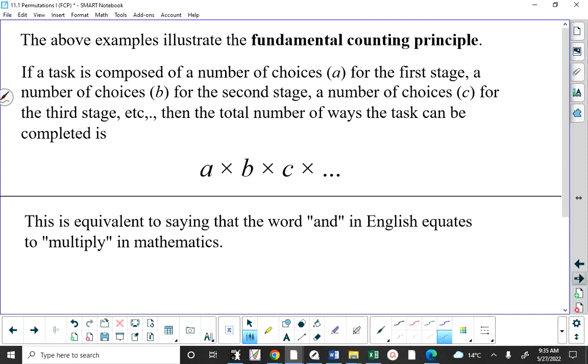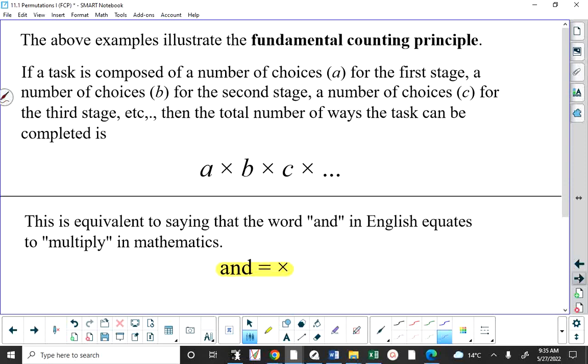And I don't believe I put this in your notes. I printed it out after I decided to put this. I really want you to note that the fundamental counting principle is basically saying the word and means to multiply. It's a very important idea in this unit.